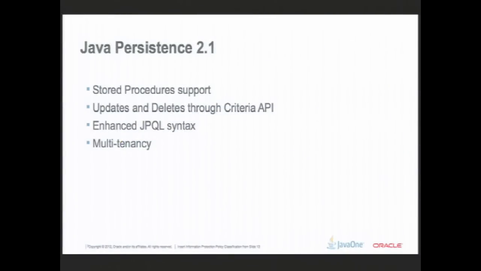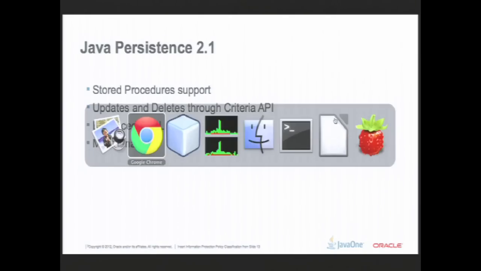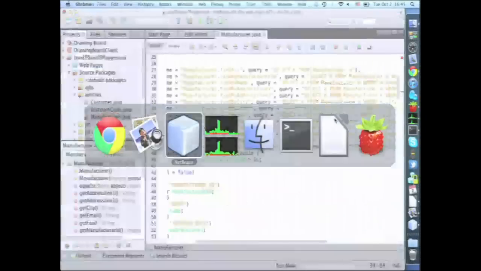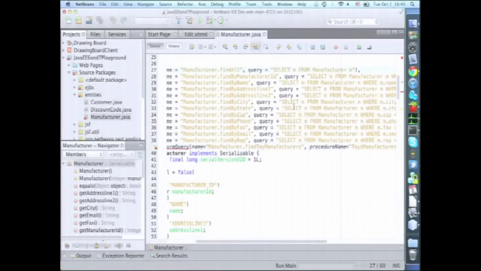The next area is updates and deletes through the criteria API. So far you were only able to do queries through criteria APIs. Now you can also do updates and deletes. Enhanced JPQL syntax. I'm not going to go into detail here, but basically right now you can have code completion here in the JPQL.